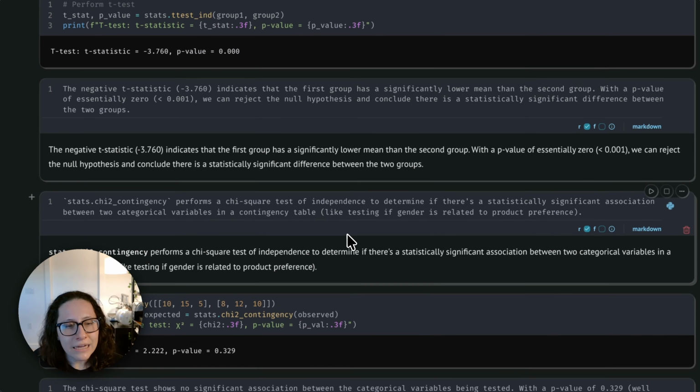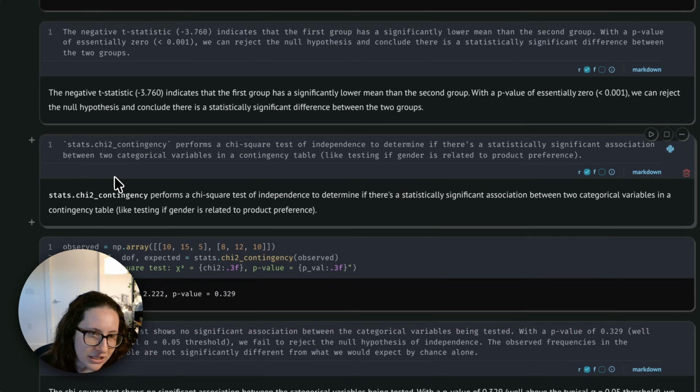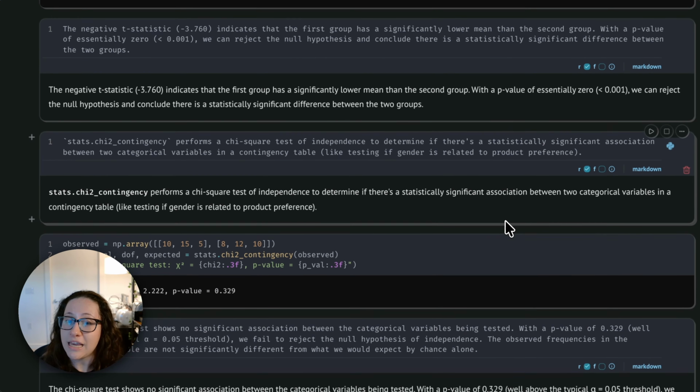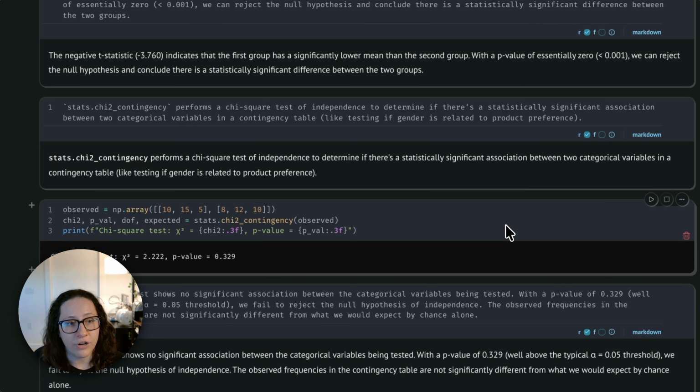Awesome. So the next test we want to run is a chi-square test, and that is using the stats.chi2_contingency function in SciPy. And that's going to perform a chi-square test of independence, which determines whether there's a statistically significant association between 2 categorical variables in a contingency table. For example, testing if binary gender is related to product preference, because not every statistical test can account for every different kind of non-binary identity, but there we go.